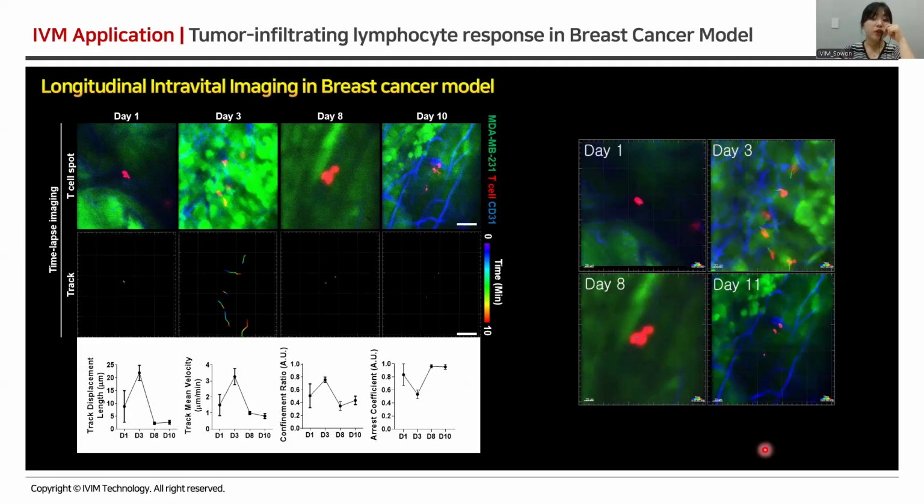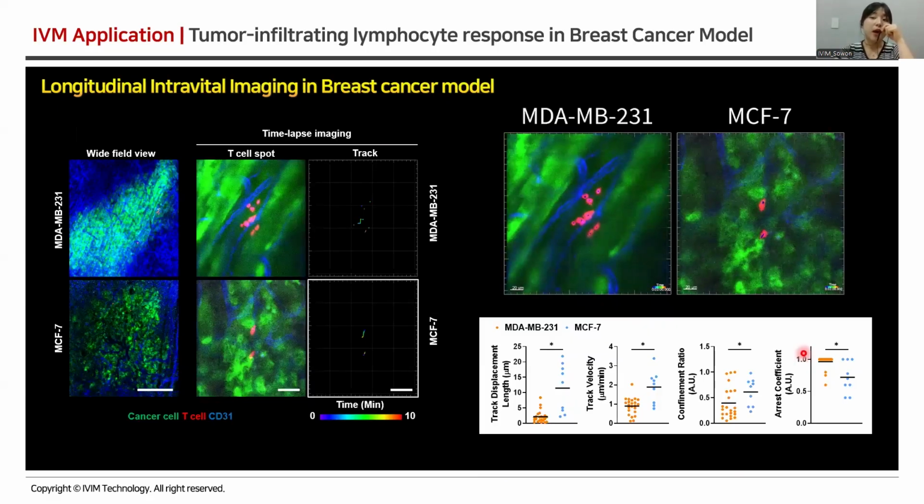In the xenograft setting, T cell infiltration and activation peaked around day 3 after adoptive transfer, but then gradually declined over time. This trend can be quantitatively confirmed in the graphs shown at the bottom and is also visually apparent in the video on the right.